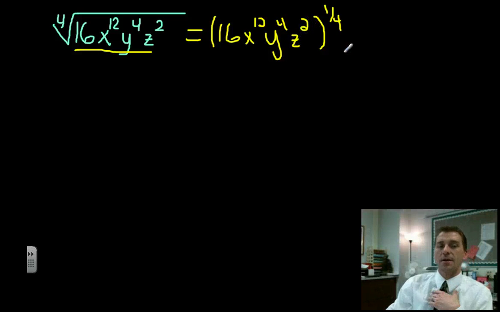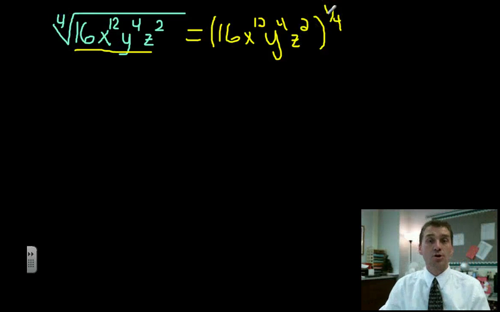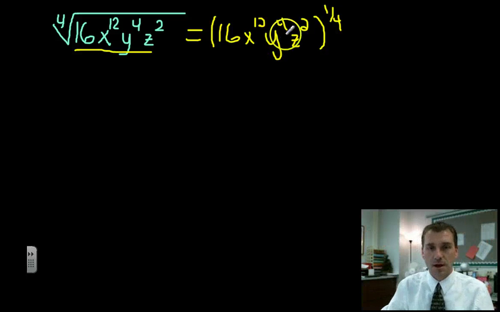So why would I do that? Because now, when I rewrite this radical into rational exponent notation, I can use the power of a product rule, where I take this 1/4 and I distribute it here. And I distribute it here. And I distribute it way over here. And I distribute it way over there. Don't forget, it still does go over there.